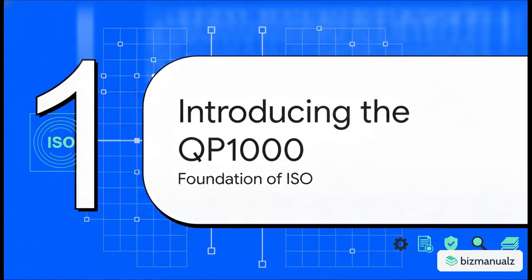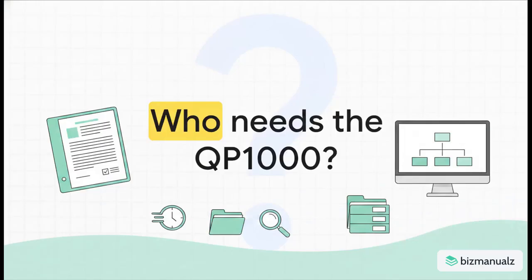Part 1. Introducing the QP1000 manual, the foundation of ISO compliance. So, who actually needs this thing? The short answer is any organization looking to establish an ISO 9001:2015 compliant document control system, but absolutely dreading the idea of starting from scratch. If you want to make sure your records are perfectly accurate and accessible without spending weeks drafting policies in a vacuum, this was engineered specifically for you.